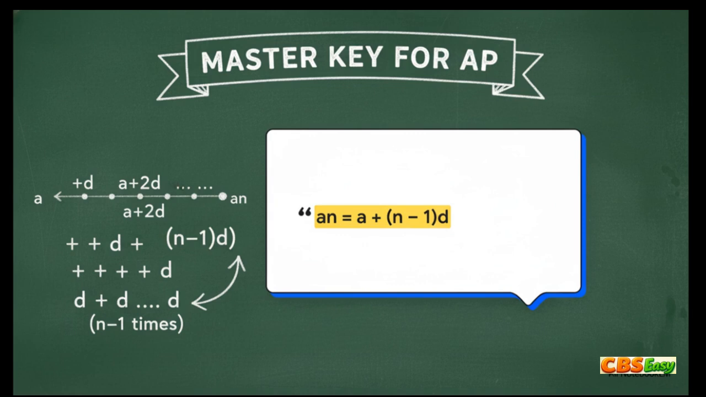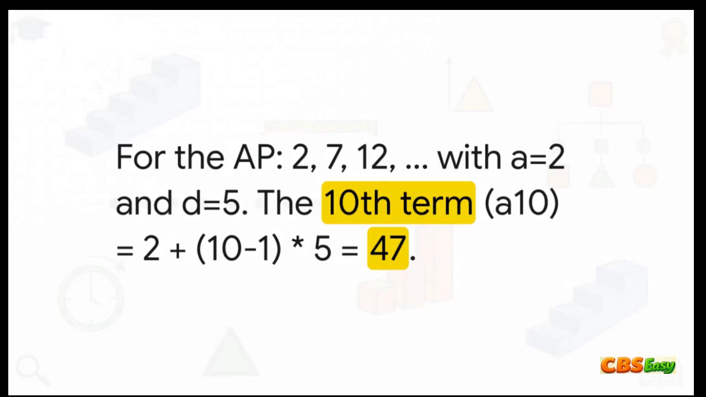To find any term, we call it AN. All you do is take your starting point A and add the common difference D, but you do it n-1 times. This formula is your first AP superpower. Let's just see how quick this is.